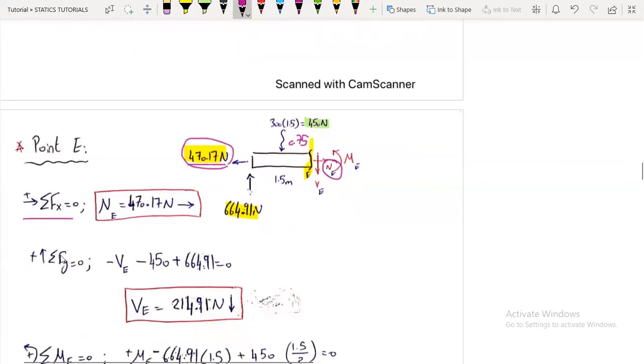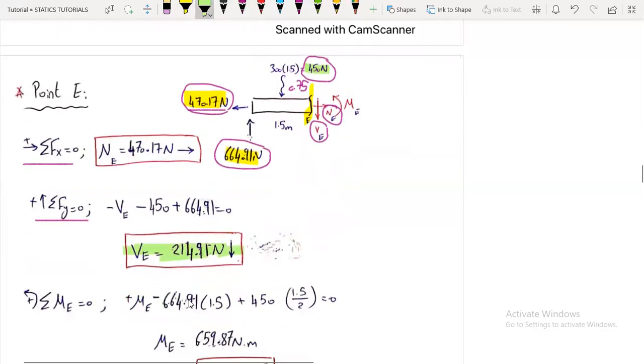Okay. Now taking the summation of forces in the y direction, we have minus VE, okay, minus 450 plus 664.91 equals to 0. So we will get the shear at point E to be 214.91 newtons acting downwards, since it's a positive value. Now taking the summation of moments about point E, we have what? We shall not forget this moment, okay, which is the unknown.